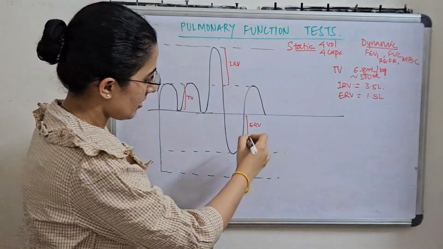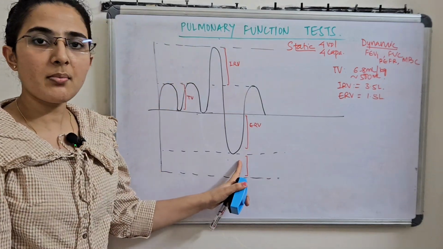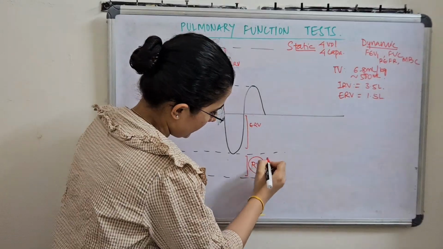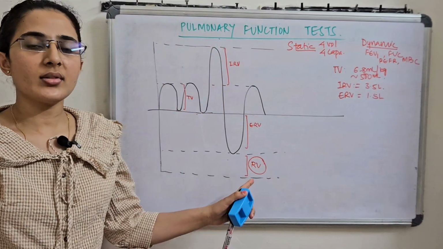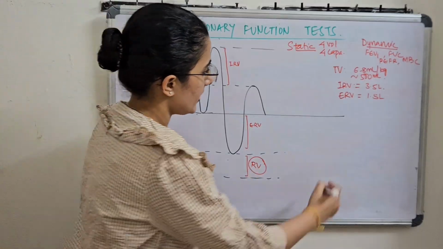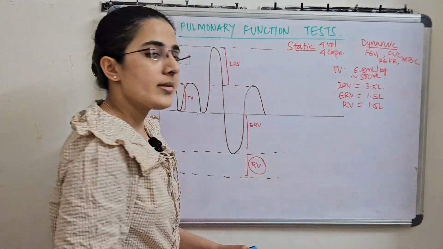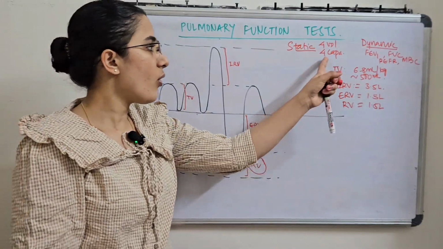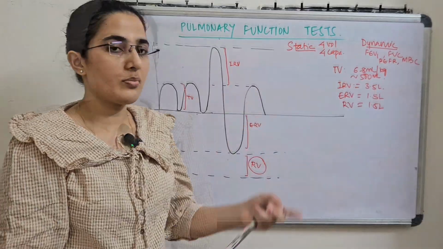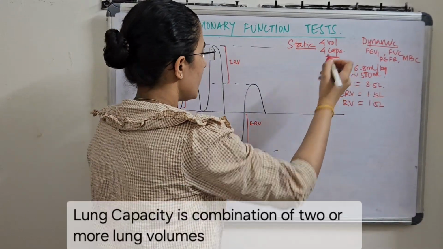Then we come to the amount of gas which stays in the lungs irrespective of the maximal forceful expiration, that is called the residual volume, right? The normal value of this residual volume is approximately 1.5 liters. So we have discussed the 4 basic volumes that come in the static lung volumes. Next we will come to the capacities, that is the 4 capacities.